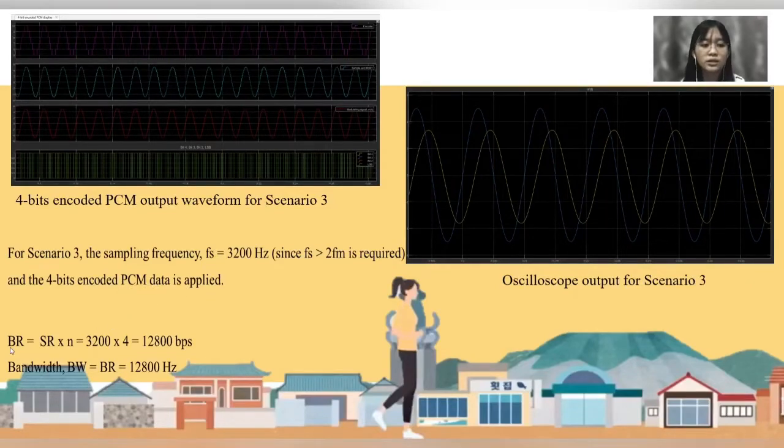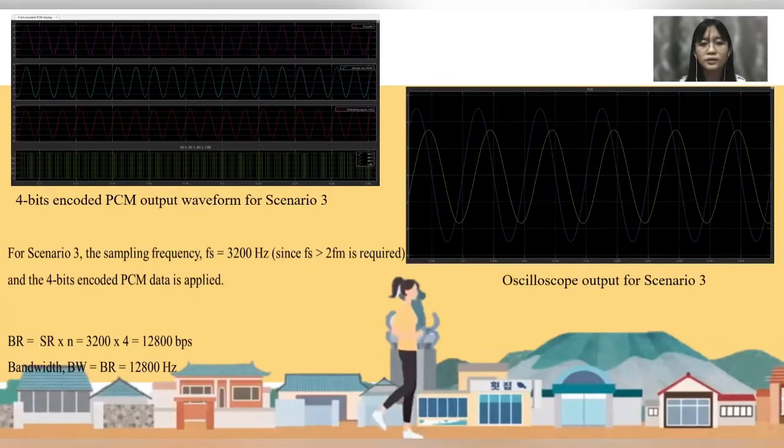The calculation here is BR, which is the bandwidth, equal to SR times N, equal to 3,200 times 4, which is 12,800 bps. The bandwidth is 12,800 Hz. So this is the PCM output waveform from scenario 3. And then this is the oscilloscope output for scenario 3 also.